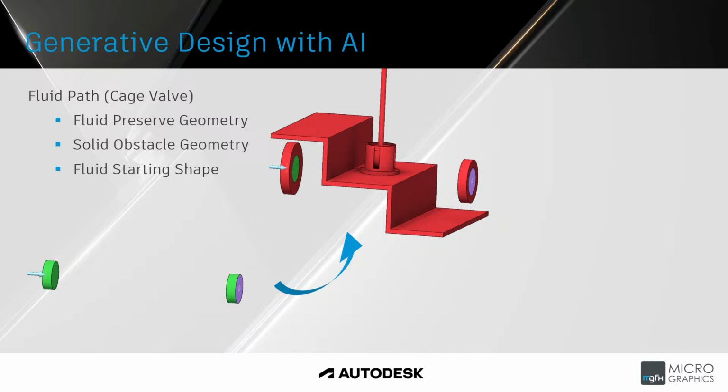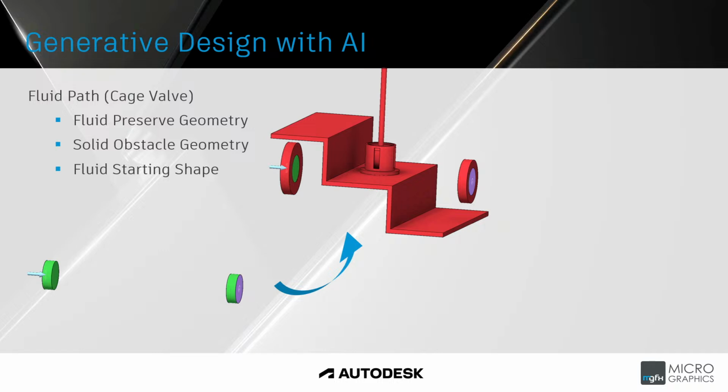Then we have solid obstacle geometry. So this is now geometry that we have to have in the design. So we are seeing that we have the mounting flanges for the valve. We have a separation plate to separate the two halves of the valve. And we also then have the actual valve handle stem and the cage and ball that is going to open and close the orifice.